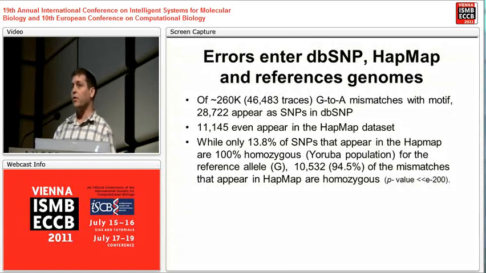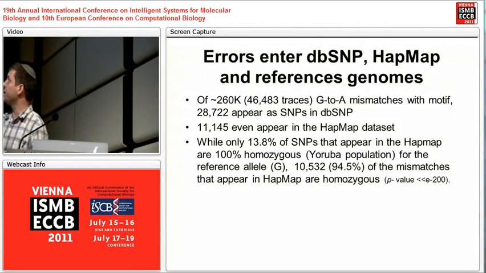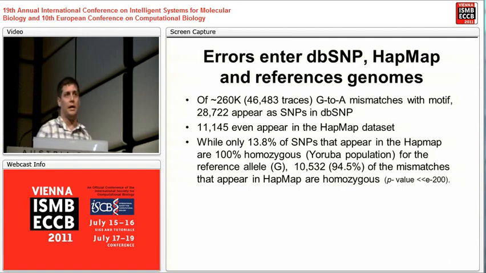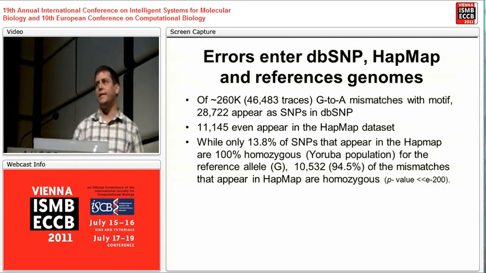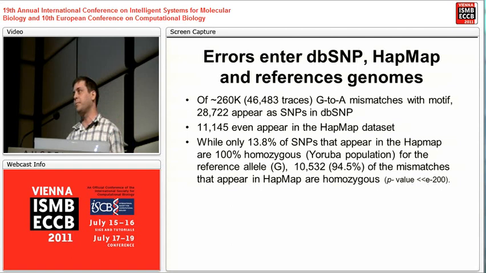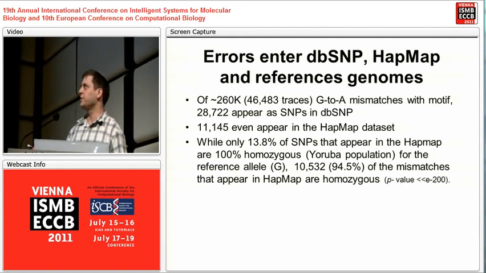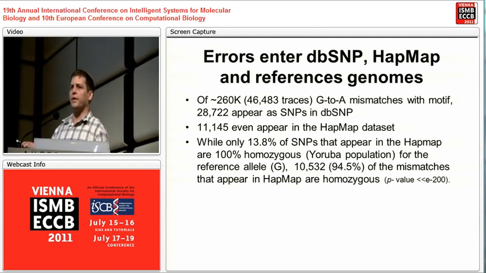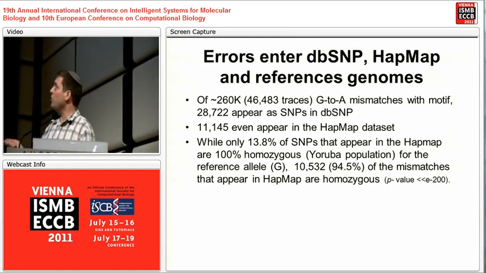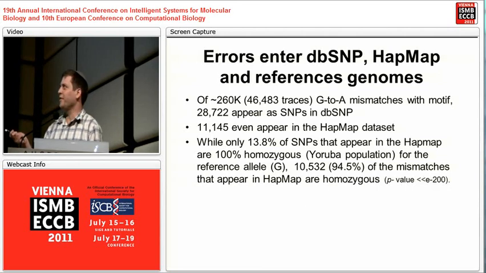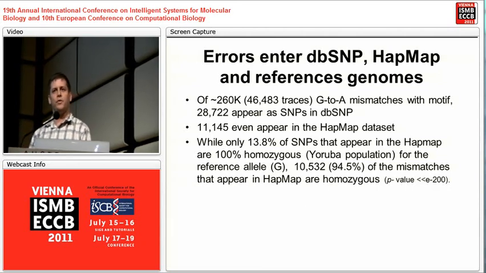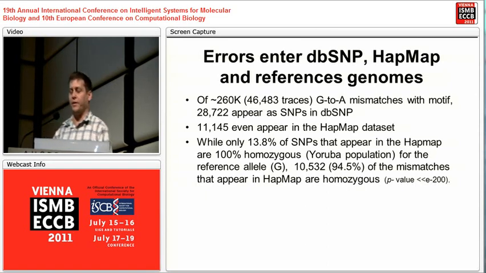However, this sequencing error actually entered several genomic databases, for example DB-SNP and HapMap, because determination of a SNP is based on a majority vote of the traces in a specific position. And we found in our set, and this is probably a huge underestimate of the number of these sequencing errors, 12,000 events that take place in HapMap. Looking at HapMap, almost all of them are homozygous for the G, and there is no G2A, because the platform used in HapMap is a chip and not sequencing.